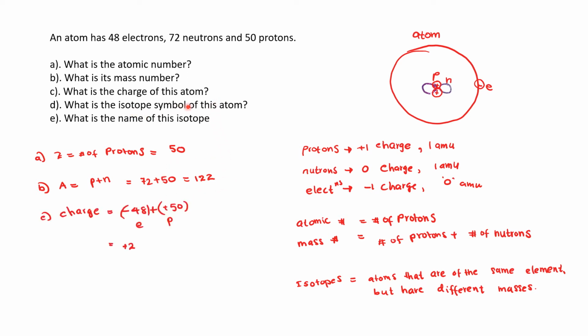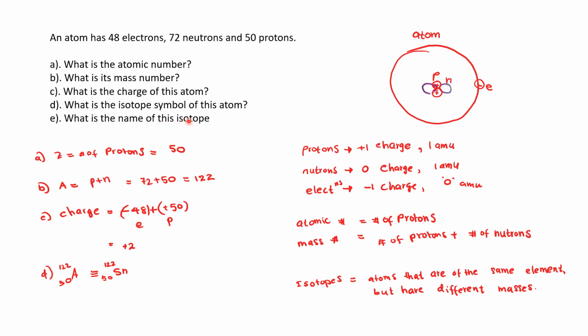What is the charge of this atom? When you calculate the charge, you have to sum up the negative charges plus the positive charges. So you have 48 electrons, that means you have -48, and you have 50 protons, that means you have +50. The sum of these two numbers equals +2. This is the charge of your atom.